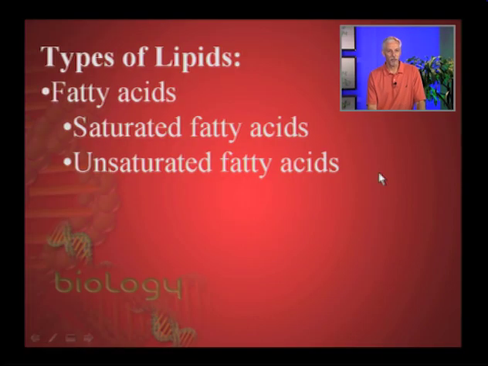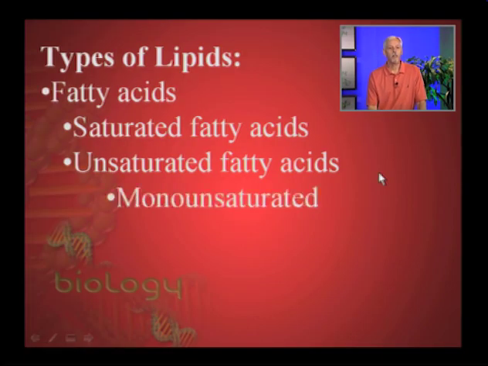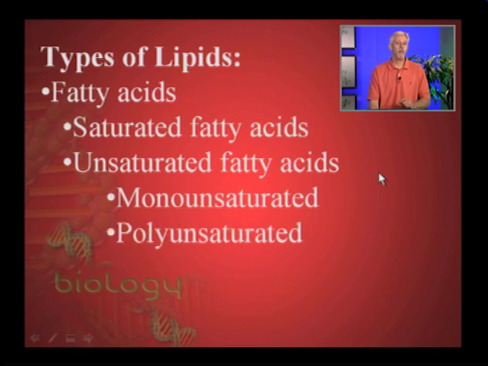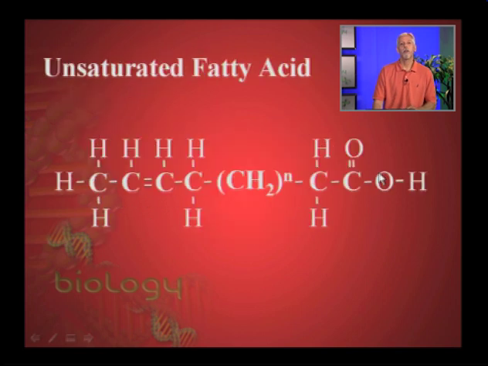Now, another class of lipid would be unsaturated fatty acids. Unsaturated fatty acids are of two types, monounsaturated, which means that they have a single double bond between carbons, and then there are also polyunsaturated fatty acids which have more than one double bond between carbons. So this is a monounsaturated fatty acid. If we look at the carbons, there's a single double bond here. So that's an example of an unsaturated fatty acid.